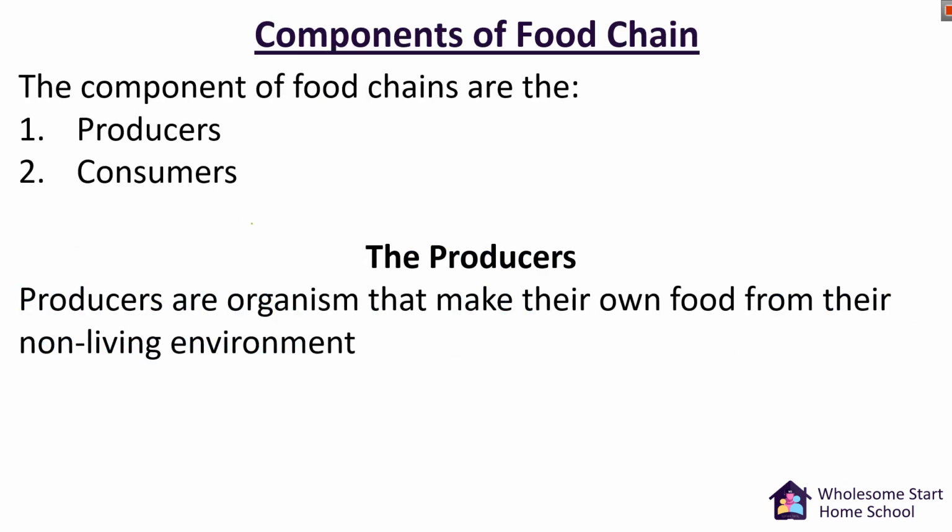Now, components of food chain. The components of food chains are, number one, the producer, and number two, the consumer. We have the producer and the consumer. What do you understand by the word producer?